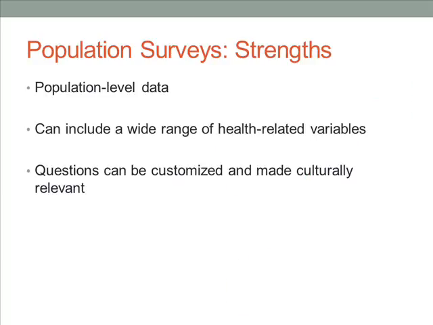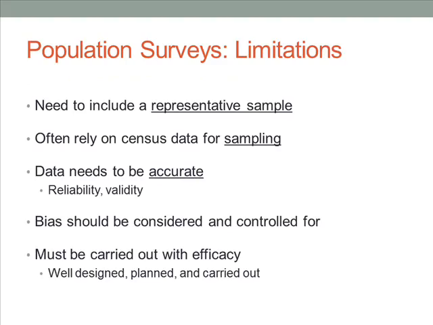Slide 15. The principal strength is to have population-level data. It can include a wide range of health-related variables. Questions can be customized and made culturally relevant. Slide 16. Which are the limitations of population surveys?